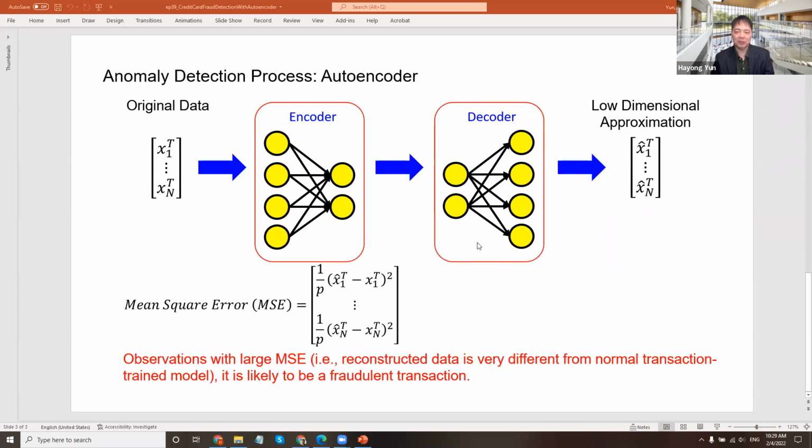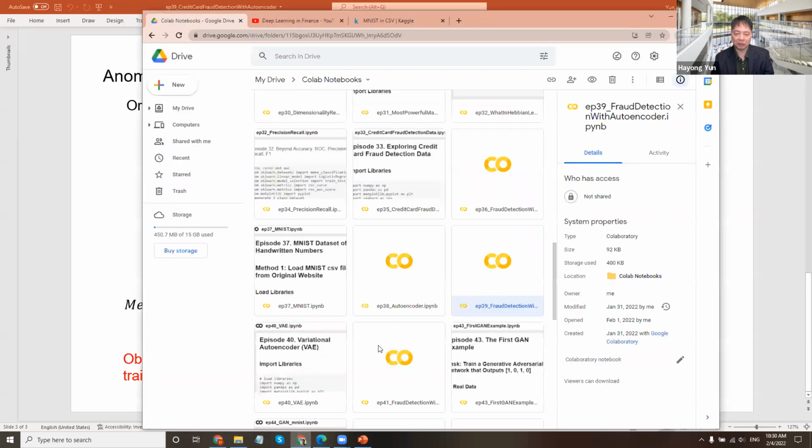It's similar to the PCA method, but we are using an autoencoder instead. So the original data is here. There's an encoder sending the original transaction to a bottleneck, and then a decoder from the bottleneck back to the original transaction. So we recreate a low dimensional approximation of the original transaction. Take the difference. If the difference is large, that means this normal-transaction-trained autoencoder is doing a poor job recreating it, which is likely because it's fraudulent data. So this is the main idea of using an autoencoder in credit card fraud detection.